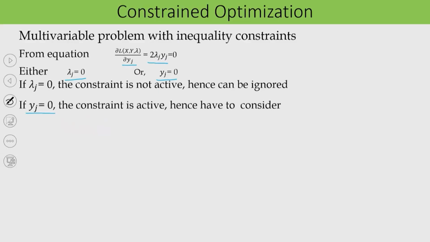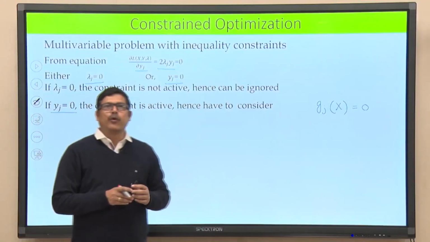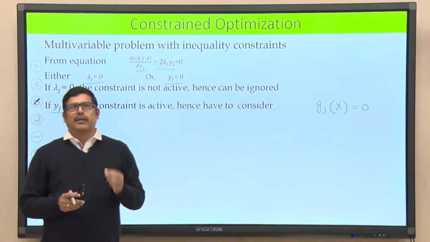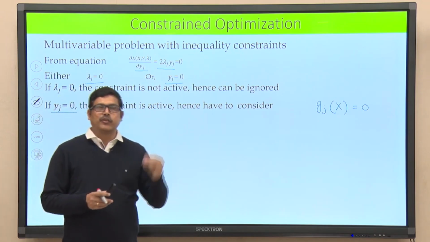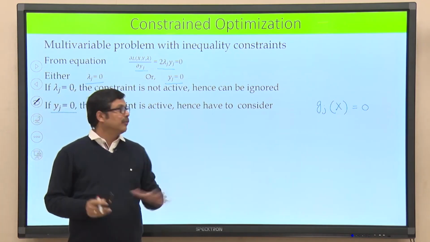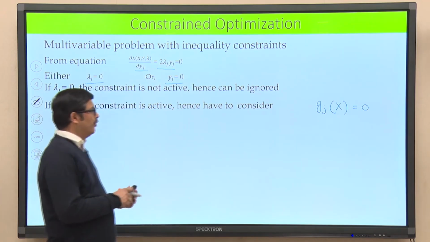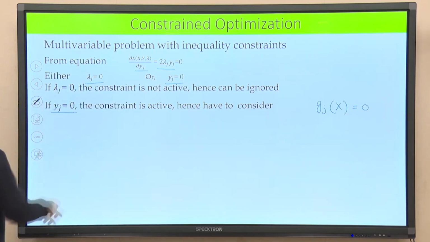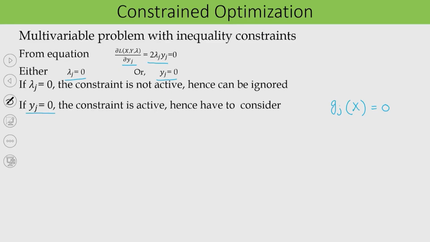So, if y_j is 0, what does it mean? That z_j(x) is equal to 0. So, what does it mean? If z_j(x) is 0, that means the constraint is active. The solution must satisfy that constraint. So, the solution will be on that particular constraint.